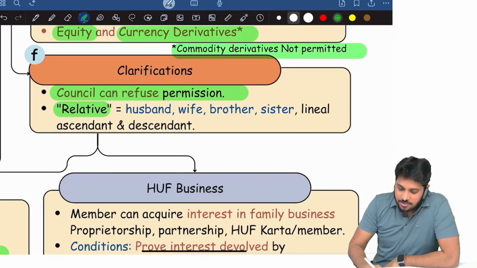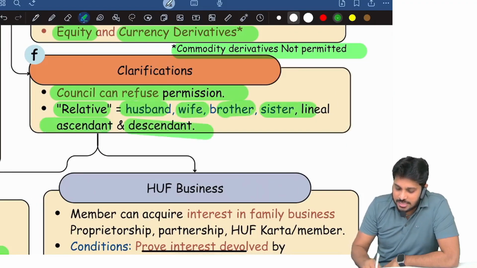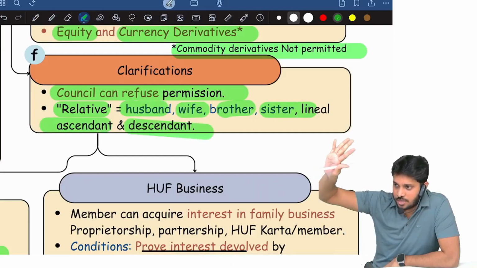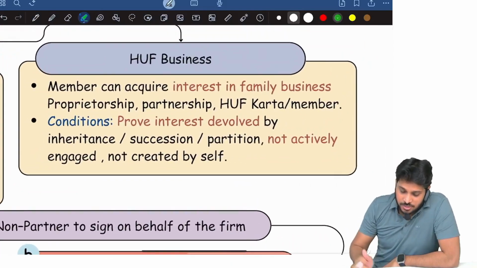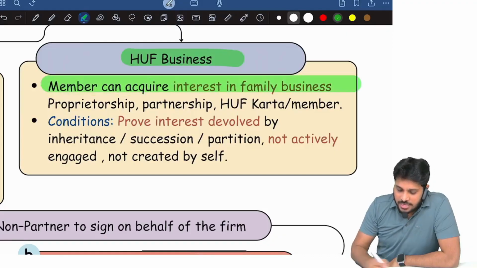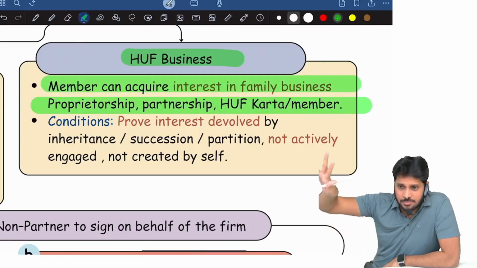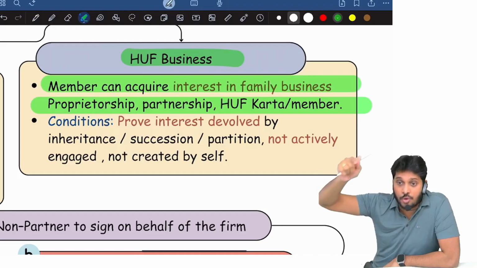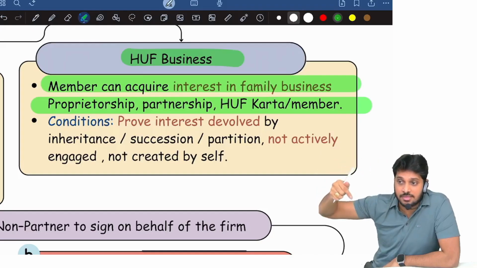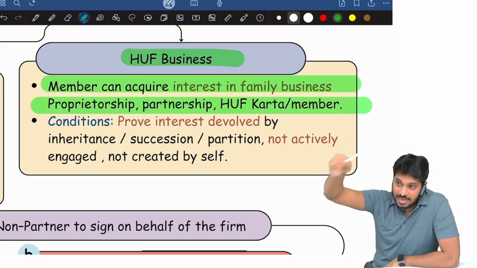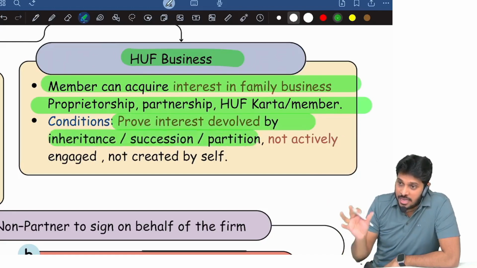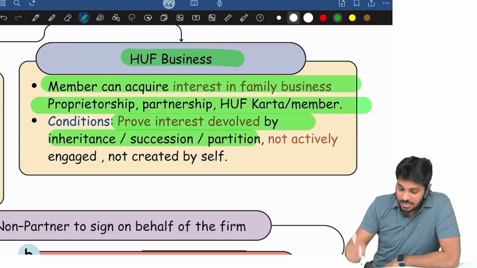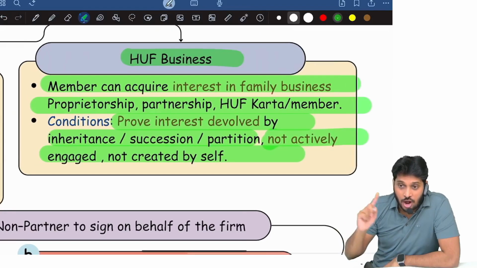Now, relative means what? Husband, wife, brother, sister, linear ascendant, linear descendant. 5-finger logic. Understood? Next, HUF. HUF business means HUF. Can a member acquire interest in family business like proprietor, partnership, HUF? You are permitted, provided special permission from ICA is required. Moreover, you should prove that active participation is not taken. Prove interest is devolved by succession, inheritance, partition, and not actively engaged, not created by self.